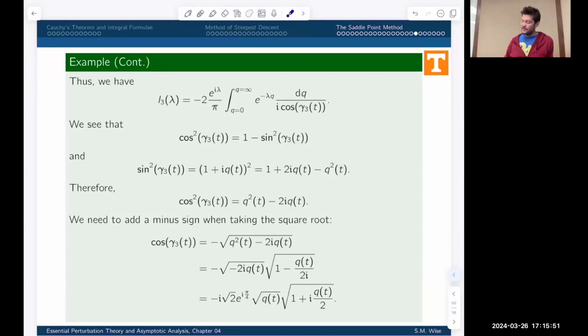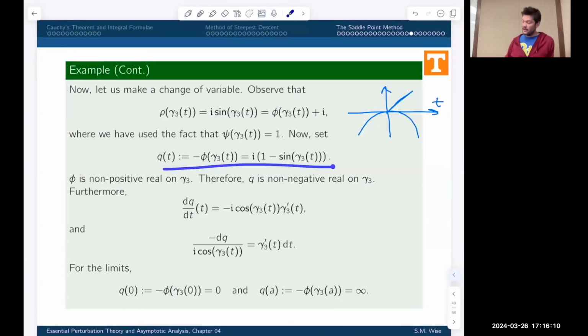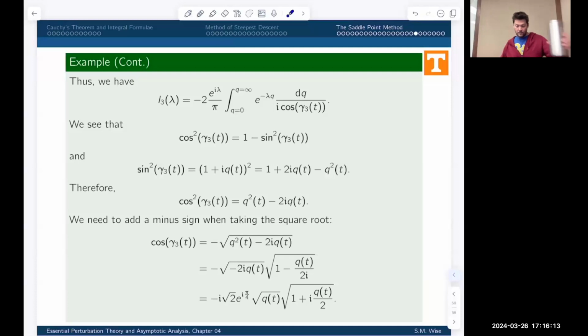I'm going to solve back in terms of q. Remember, sine gamma 3 of t can be written in terms of q. If I square it, I'm going to just get this, 1 plus 2i qt minus qt squared. Okay, that's just using this change of variables relationship that I have. Therefore, I can compute the cosine squared, no problem, in terms of just the q variable. This is starting to look really nice because now I can replace this with just stuff involving q.